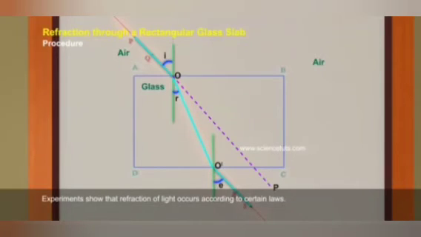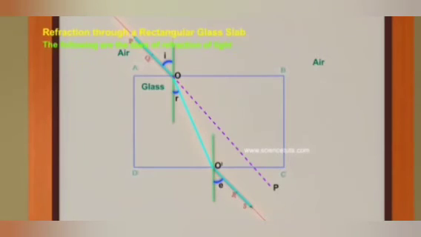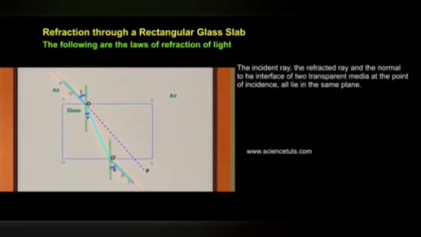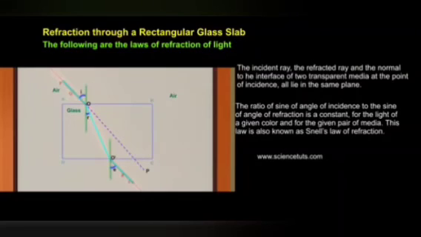Experiments show that refraction of light occurs according to certain laws. The following are the laws of refraction of light. 1. The incident ray, the refracted ray, and the normal to the interface of two transparent media at the point of incidence all lie in the same plane. 2. The ratio of the sine of the angle of incidence to the sine of the angle of refraction is a constant for the light of a given color and for the given pair of media. This law is also known as Snell's law of refraction.